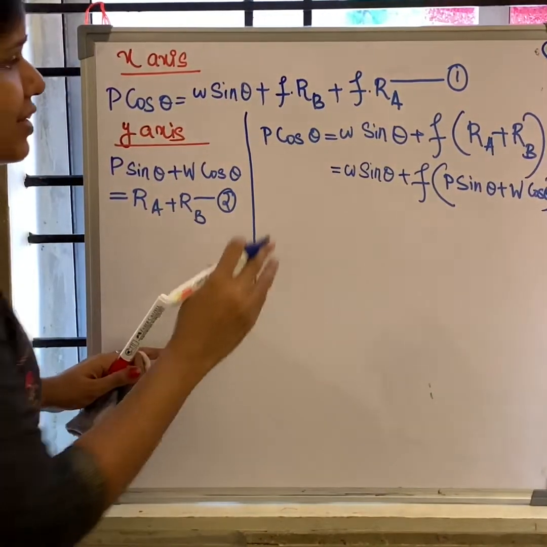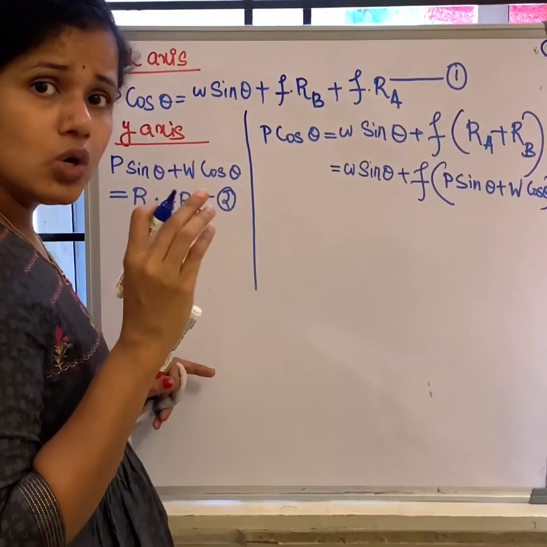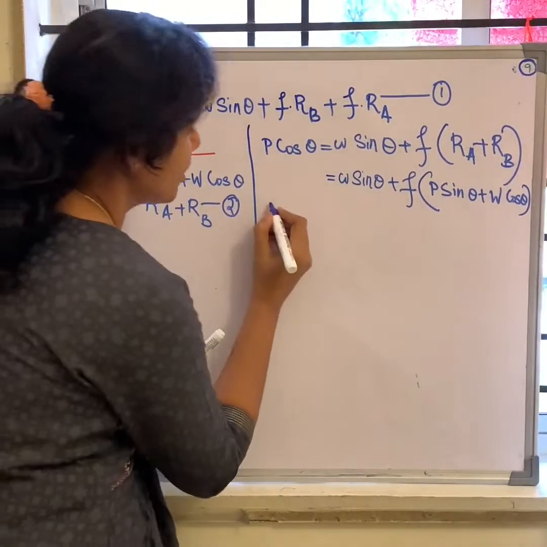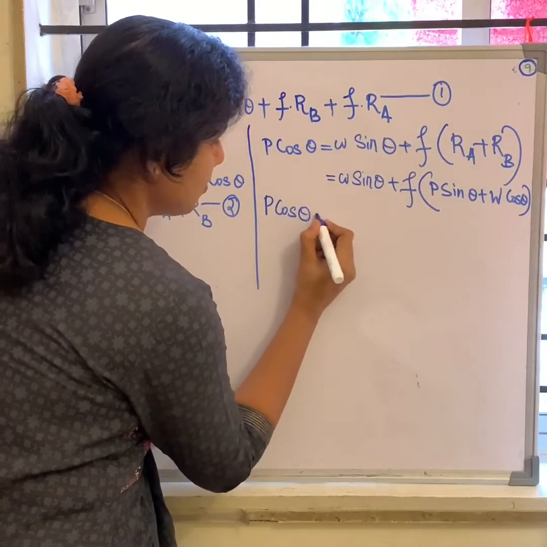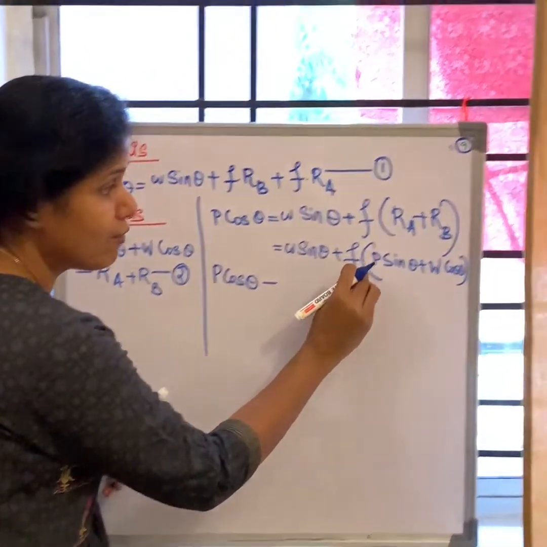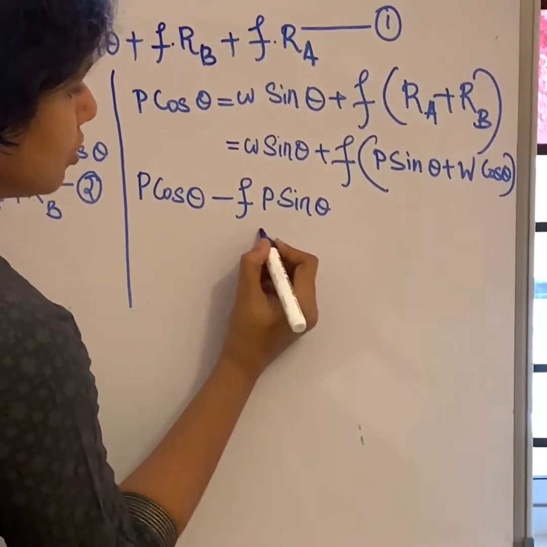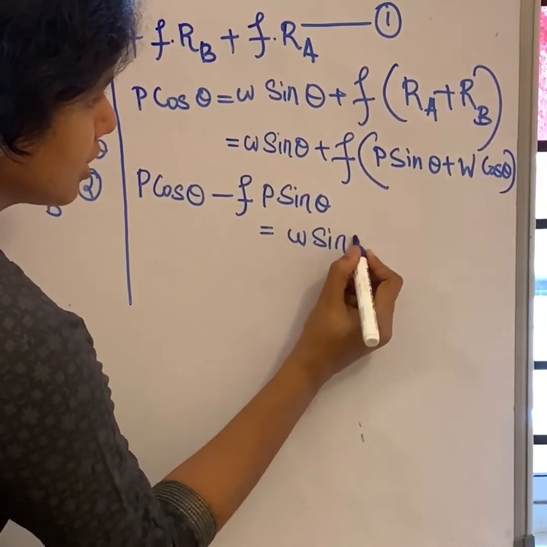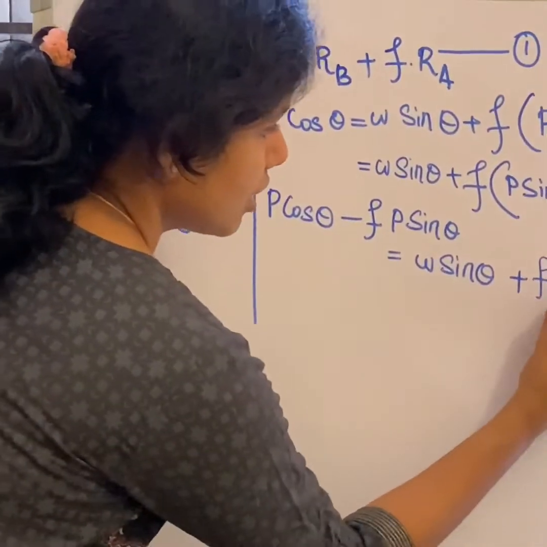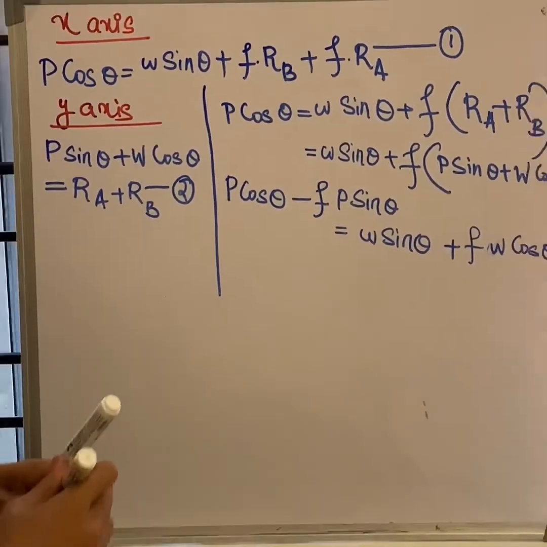Now slightly again rearrange, because I have P cos theta here, I have P sin theta here. My intention is to get my centrifugal ratio, that is P by W. So let's take all the centrifugal components. So P cos theta minus, please note that F we have taken outside, so it is F P sin theta. So F P sin theta is equal to the remaining terms. So W sin theta plus F W cos theta. Don't make a mistake over there. F W cos theta.